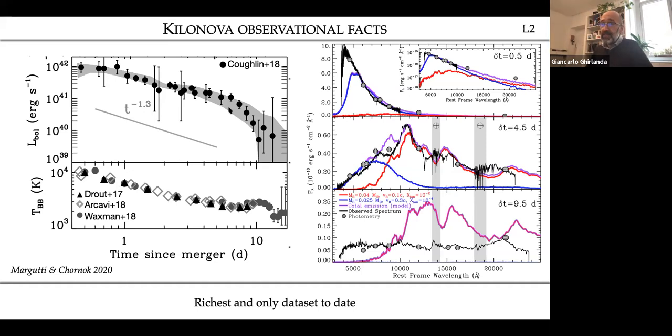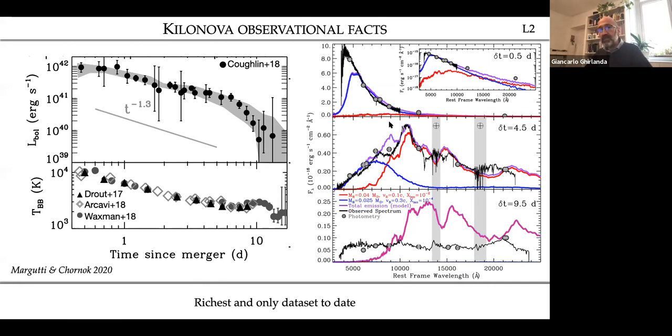The other plot here shows the black body temperature evolution of the fit of the spectral energy distribution at different epochs performed by different authors. They all seem to be consistent with these results, with the fact that the temperature of the black body at the beginning is quite large, 10^4 Kelvin, and within 10 days it decays by a factor of 10 or less.